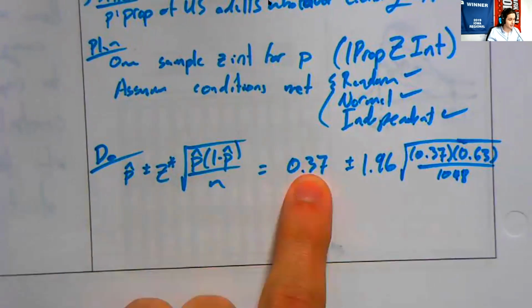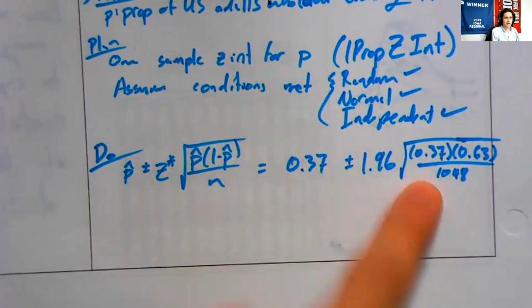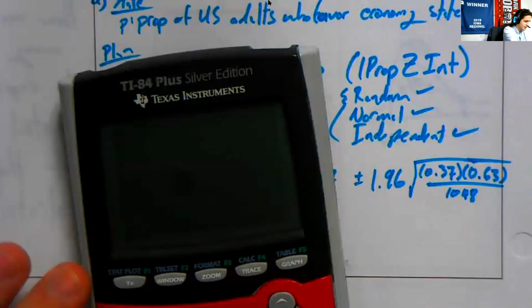That's our point estimate. That's our margin of error. Let's calculate our margin of error separately and write it down. We're not always going to do it this way, but for the sake of this one, we will.